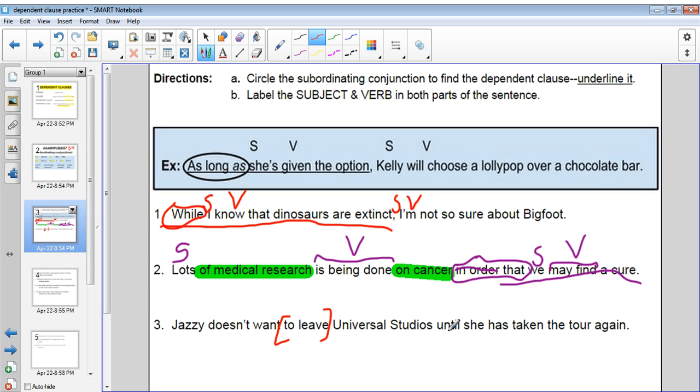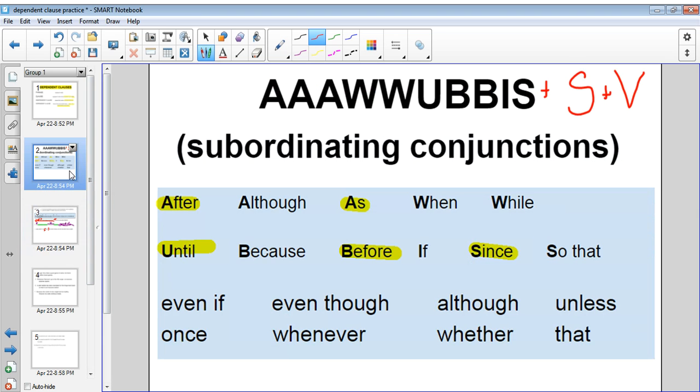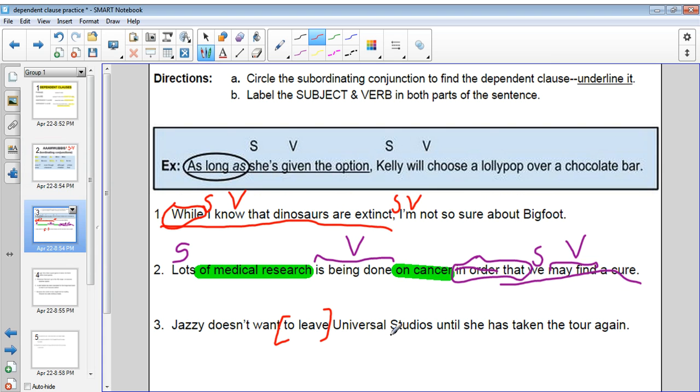I see until, and I know that until is one of those special ones that we need to watch out for. If it's followed by a subject and a verb, it's an AWUBIS. If it's just a noun after it, then it's going to be a prepositional phrase. So I need to think about that a little bit more. Jazzy doesn't want to leave Universal Studios until she has taken the tour again. I don't see the sentence ending at until she, so that phrasing doesn't make much sense. So in this case, I can tell that until is being used as a subordinating conjunction, and I know that's where my dependent clause is going to start, until she has taken the tour again.